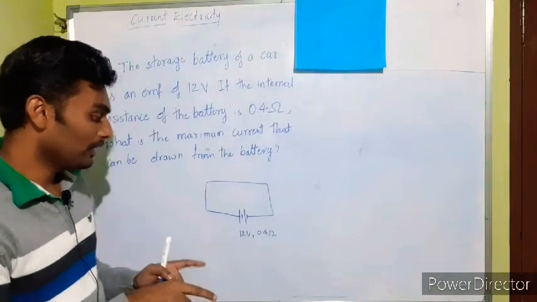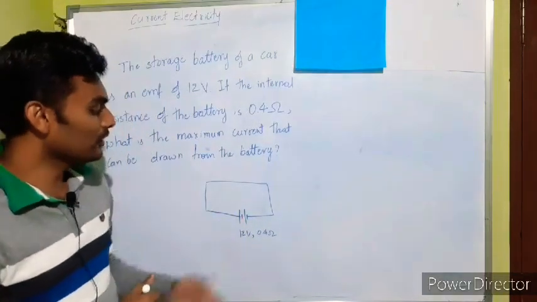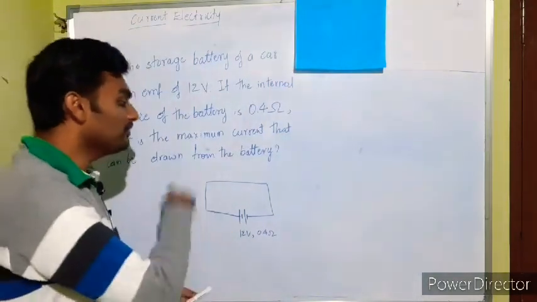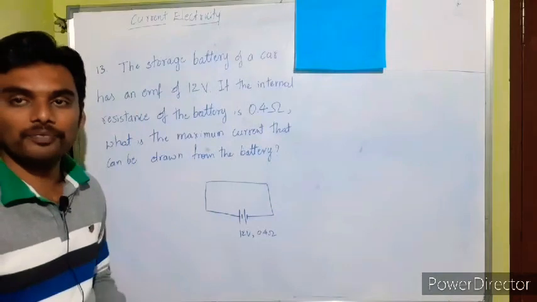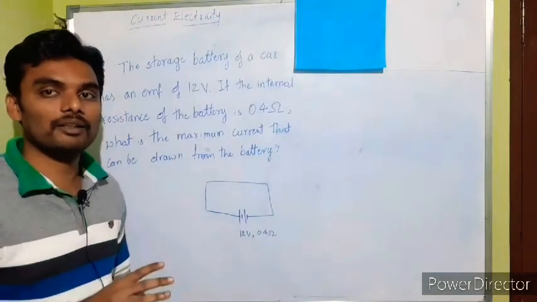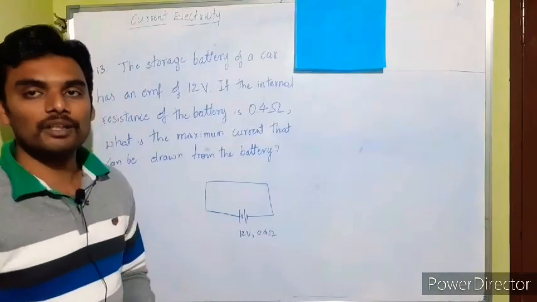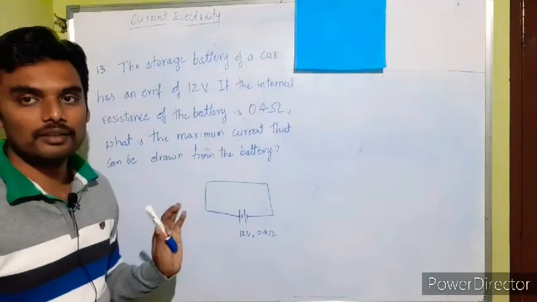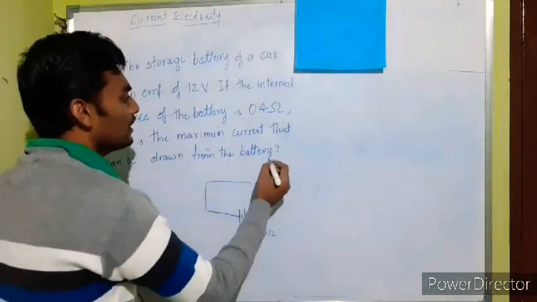Clear with that? Now, in an ideal situation, if the battery also does not have any internal resistance, then I can get infinite current using any battery that I have. But that's an ideal battery. In a normal situation, every battery will have its own internal resistance, and hence I cannot get infinite current. Understood? So the maximum current can be drawn.